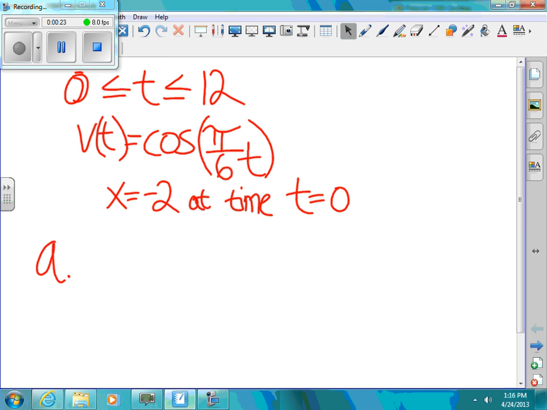From 0 to 12, when is the particle moving to the left? Well, we know the particle is moving to the left when velocity is negative. So what you have to do is you simply either plug in all the values or just plug it into the calculator and find out when on the graph the values are negative for this equation of velocity, and that was found to be from 3 to 9 is when velocity is negative.